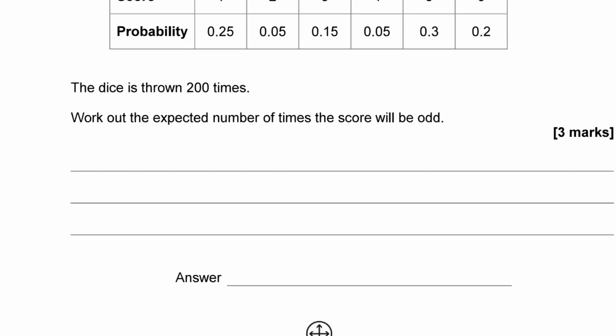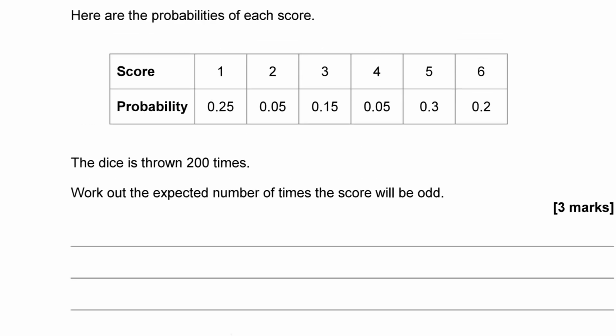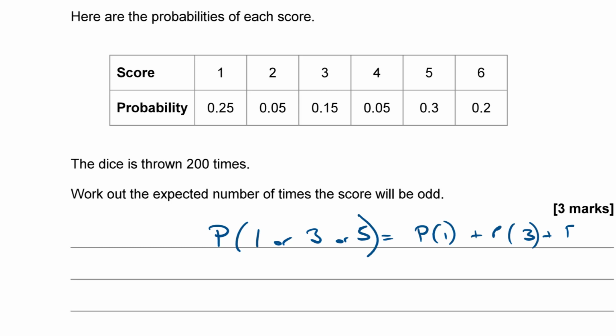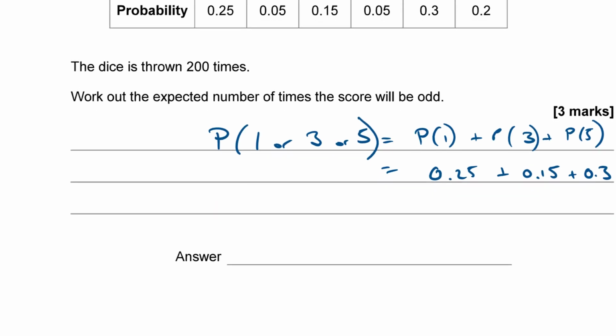So the dice is thrown 200 times. Work out the expected number of times the score will be odd. Okay. So the probability of getting an odd number is going to be the probability of 1 or 3 or 5, which is the probability of 1 plus the probability of 3 plus the probability of 5, which is 0.25 plus 0.15 plus 0.3. So adding all that up, 0.25 plus 0.15 is 0.4, and plus 0.3 is 0.7. So that adds up to 0.7.